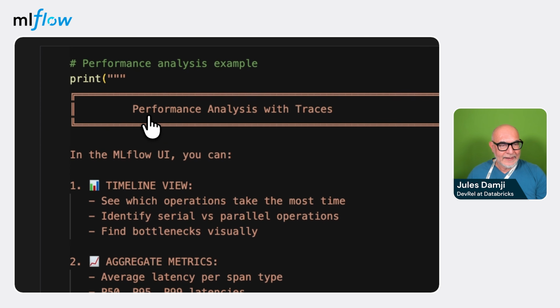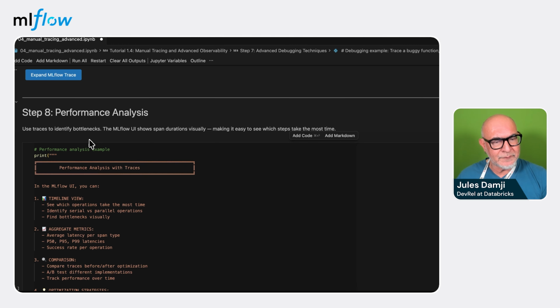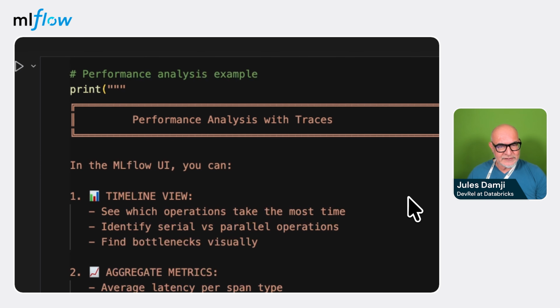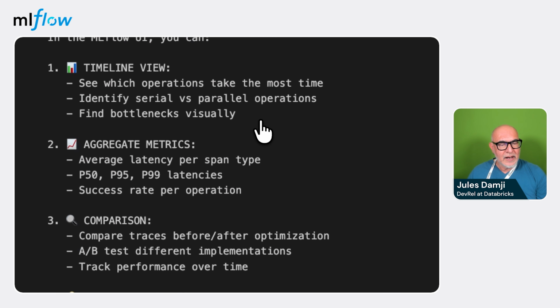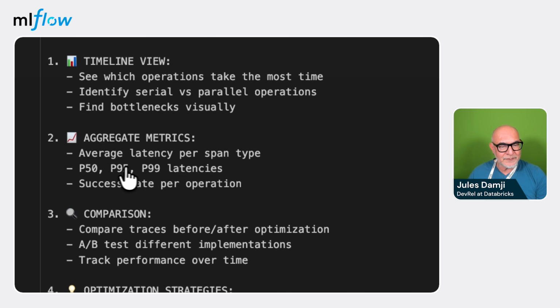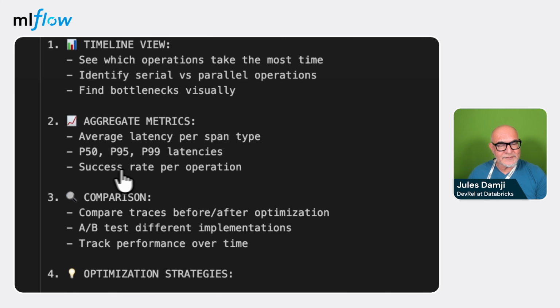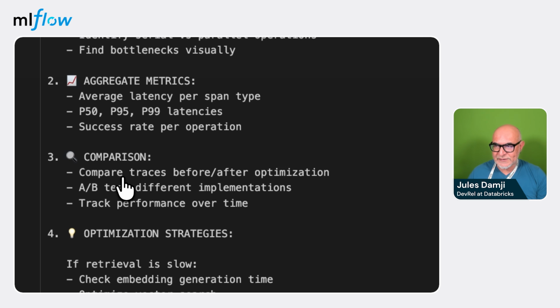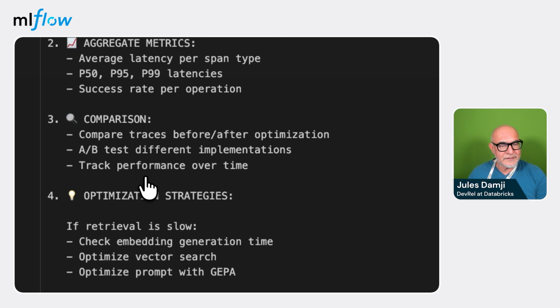We collapse this. Finally, using traces to identify bottlenecks. What we have actually done is use these particular MLflow trace decorators to get more granularity in the span and visually look at what the span is doing behind the scenes. So when I run that, I'm going to get the ability to look at the timeline for each and every function that was called. I can look at the aggregate metrics such as span types, all my P50 and P99 latencies. And I can look at the success rate per operation. I can compare some of the traces that I want to look at in terms of A/B testing to see what functions did better.